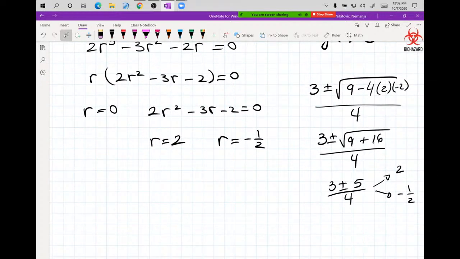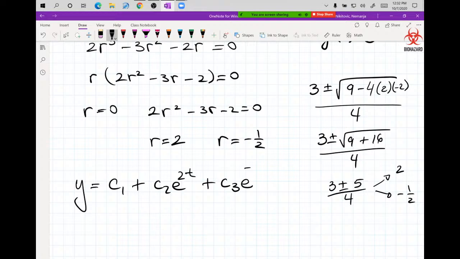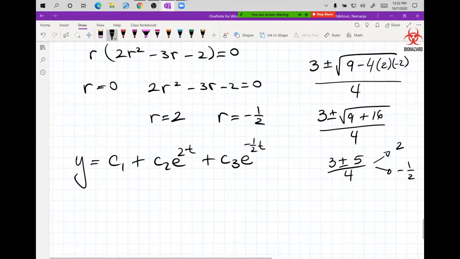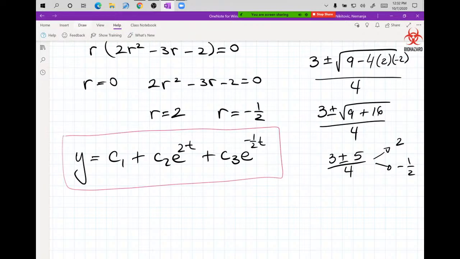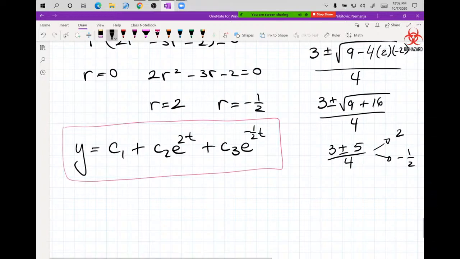So these are all distinct roots. They're all distinct. So I have y equals c1 e to the 0t, so just c1, plus c2 e to the 2t, plus c3 e to the negative half t. And that would be what we call the general solution, but we do have the initial conditions to calculate constants c1, c2, c3.